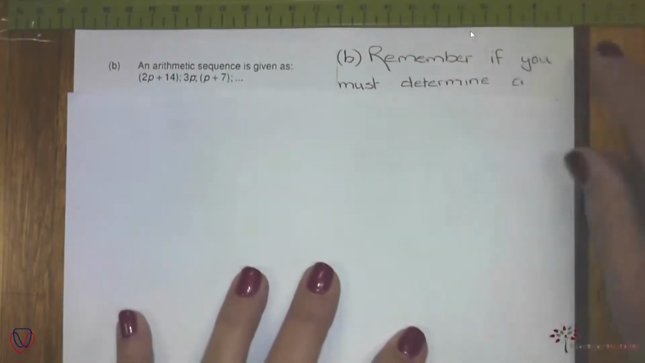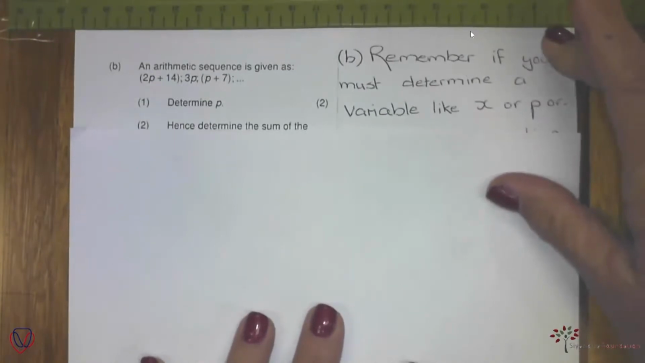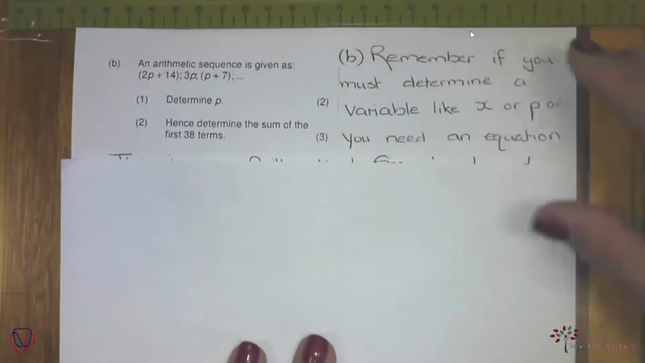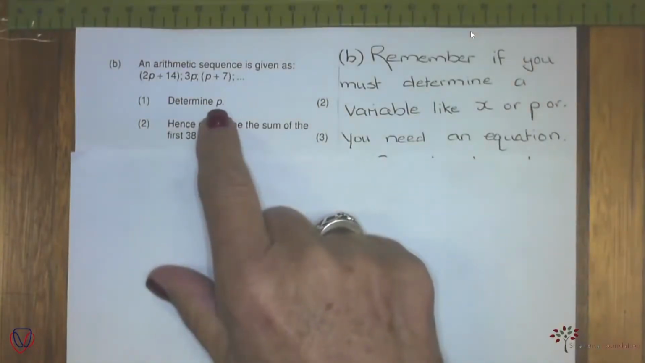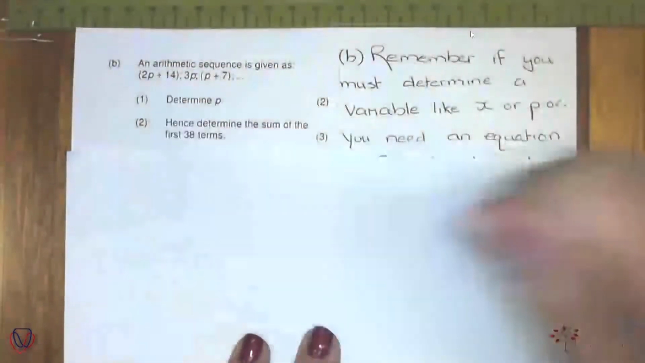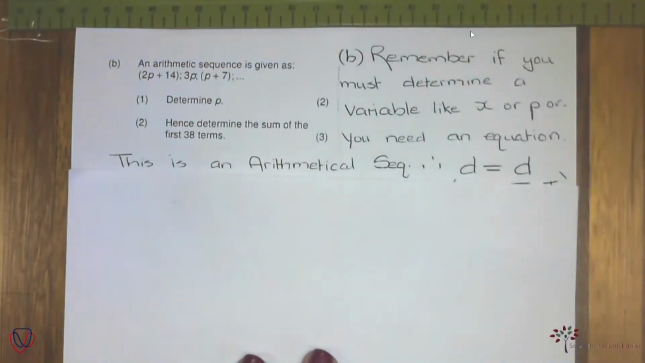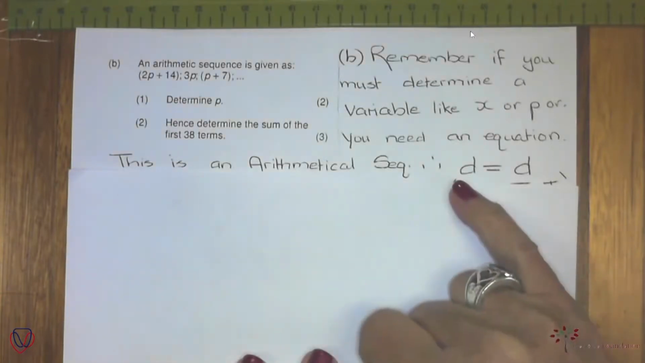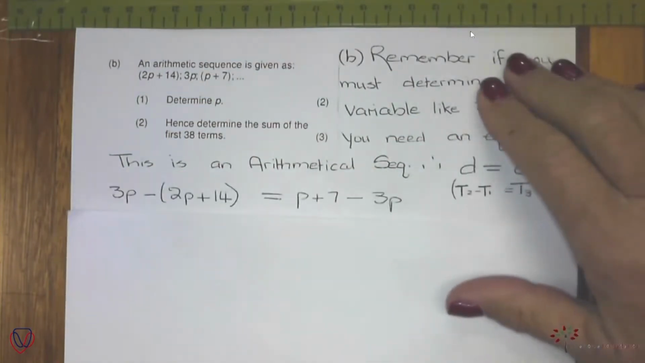If you must determine a value of any variable, you must have an equation. You need an equation. So now people, they want you to find P. That's the first question, determine P. So you need an equation. And because they said that this is arithmetical, for my equation, I'm going to put D equal to D. Geometrical, R equal to R. Remember that, please.